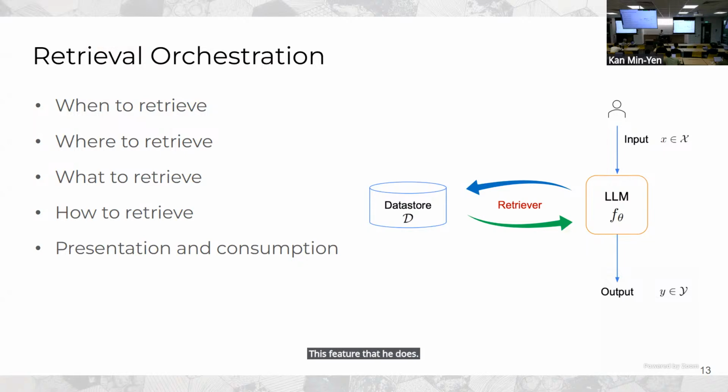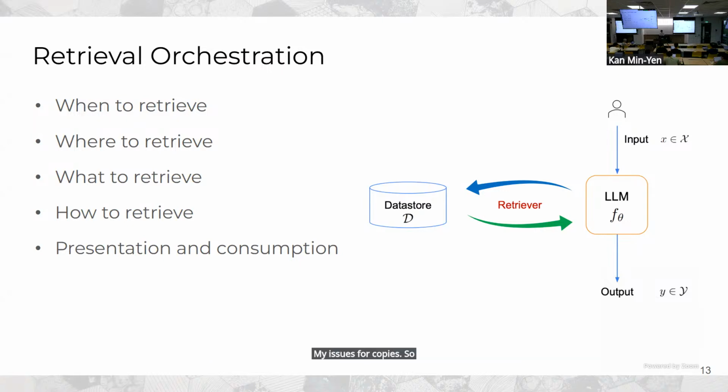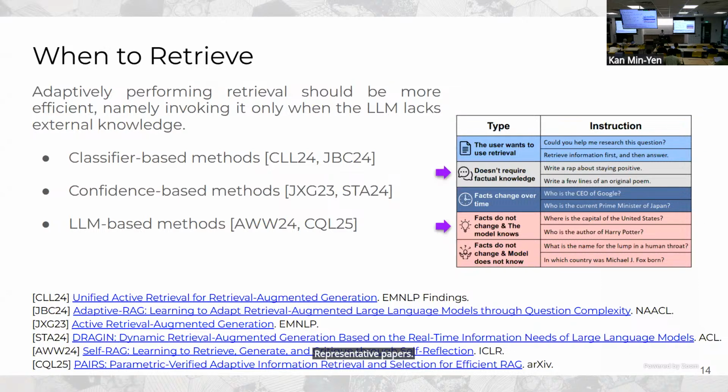So as you can see, it's not that straightforward. We have many issues to cope with. So next, corresponding to each question, I will list a number of representative papers. First, we'll go with when to retrieve.